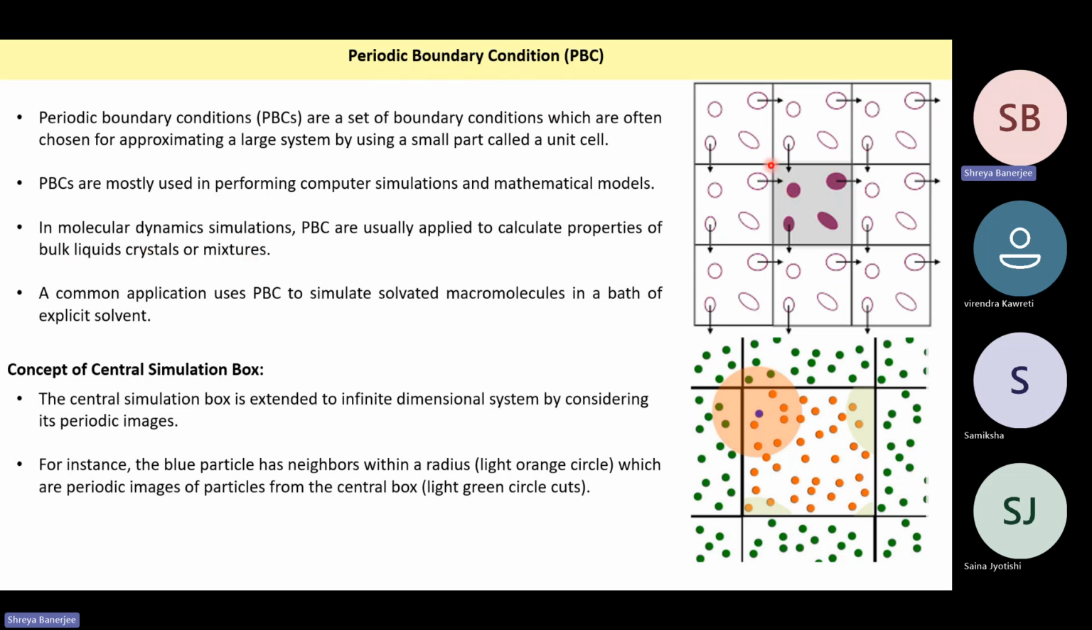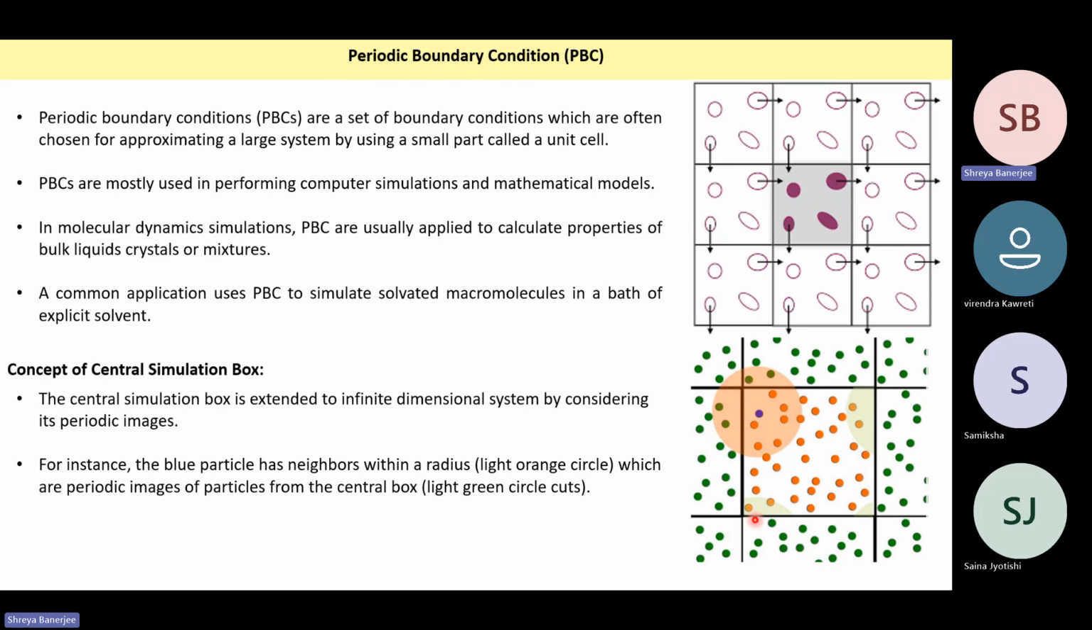You can just select a boundary in which you are calculating the properties, and you can replicate the properties around the boundary, and it will be the same, so it is a homogeneous crystal or mixture. So if you just calculate the properties within one particular square, you will get the properties of the other squares also. So related to the periodic boundary condition, you have this central simulation box.